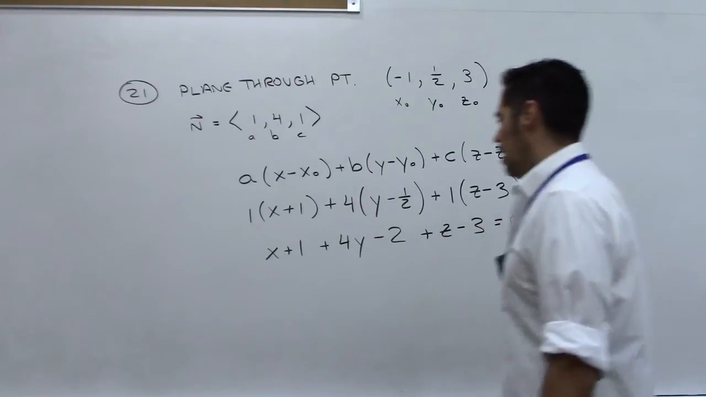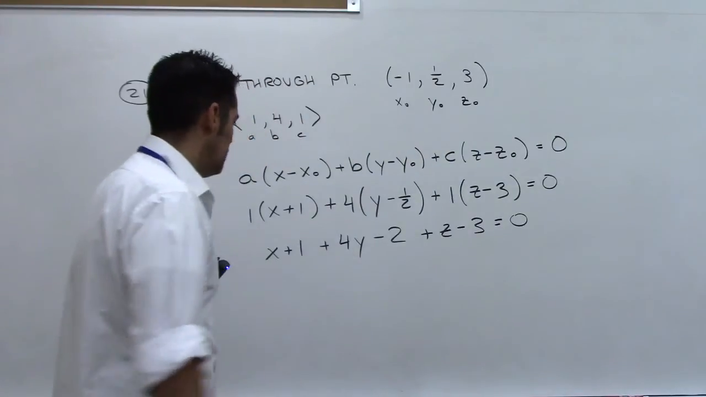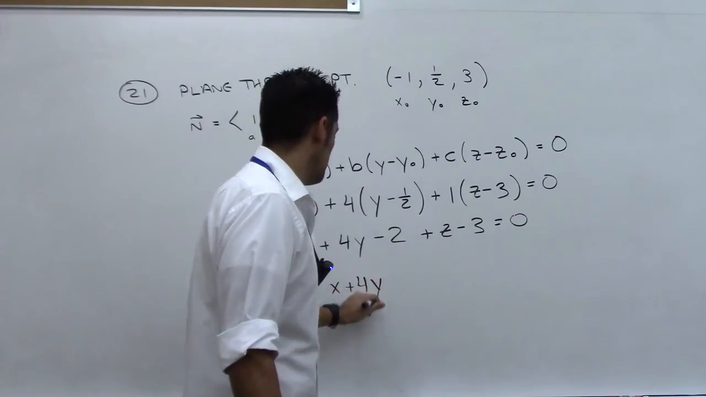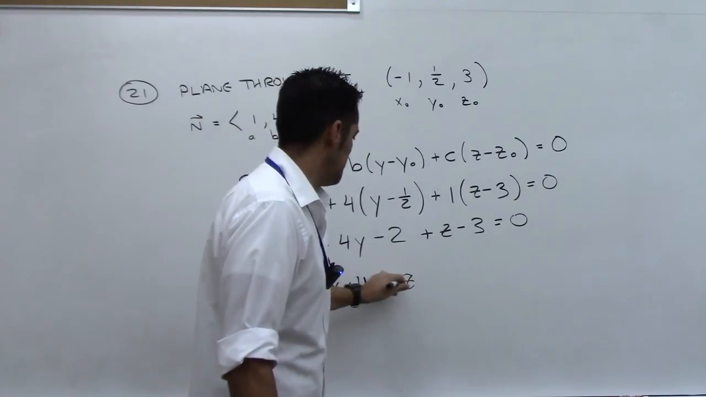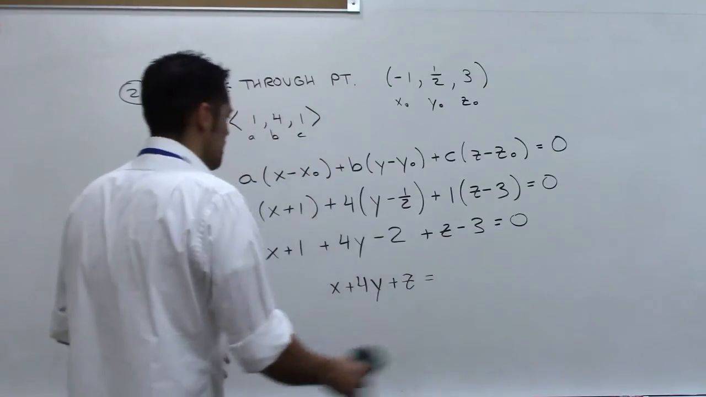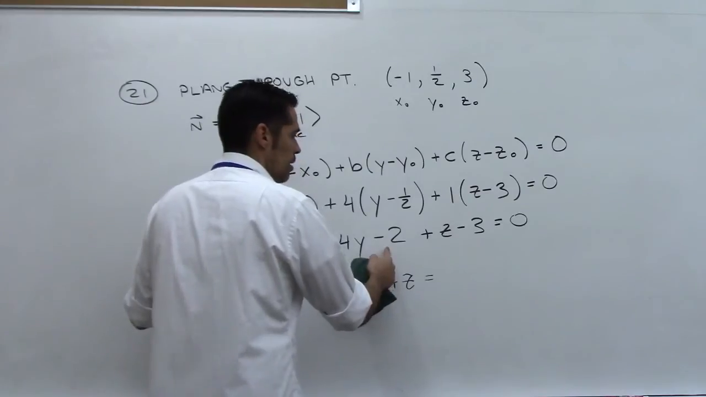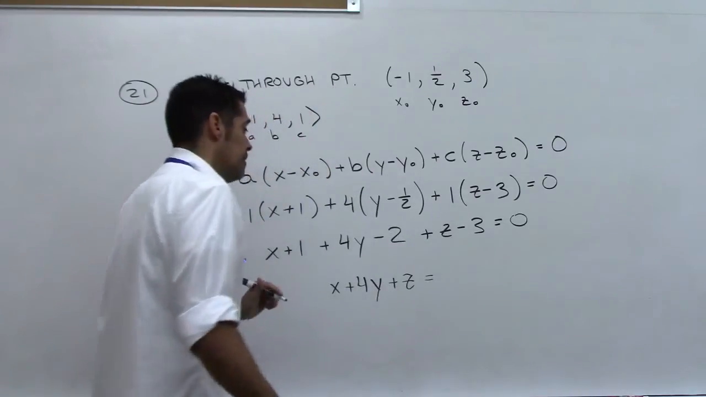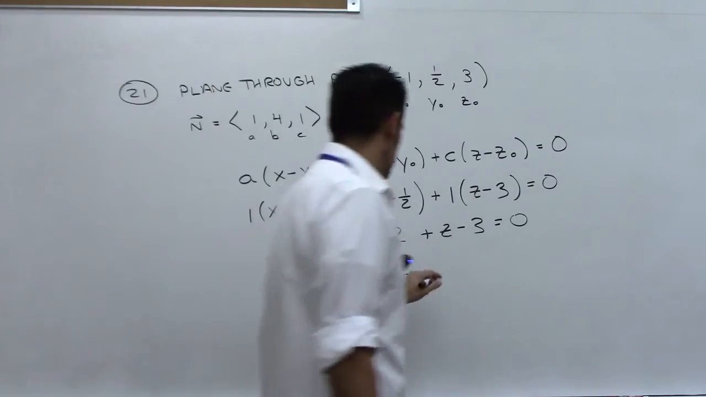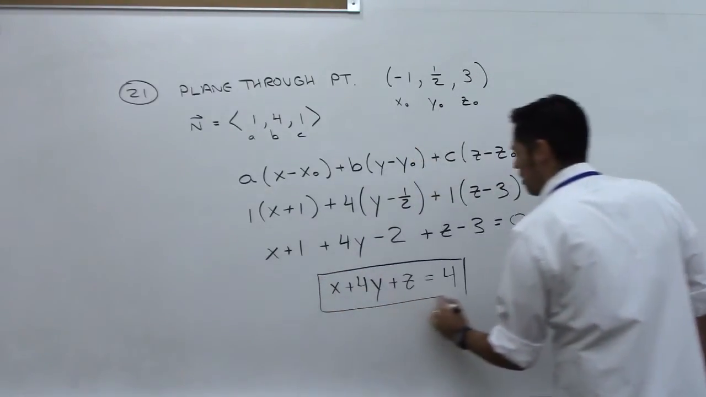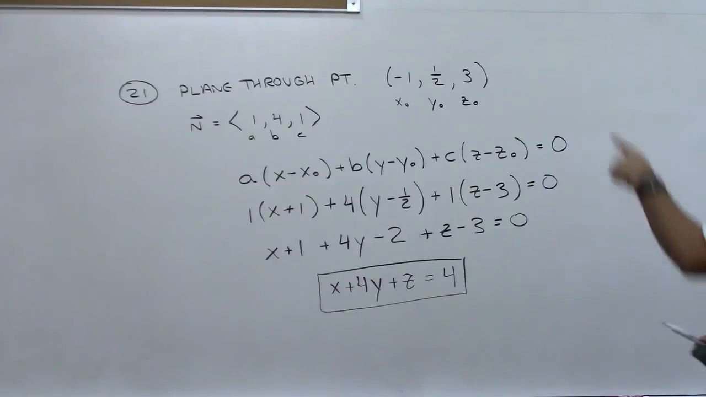There we go. And now what I'll do is get all my variables on one side: x plus 4y plus z equals, and then on the other side, the numbers. So I have 1, take away 2 is negative 1, minus 3 is negative 4, but then we move it to the other side, so 4. That is the equation of the plane that goes through that point and has a normal vector of 1, 4, 1.